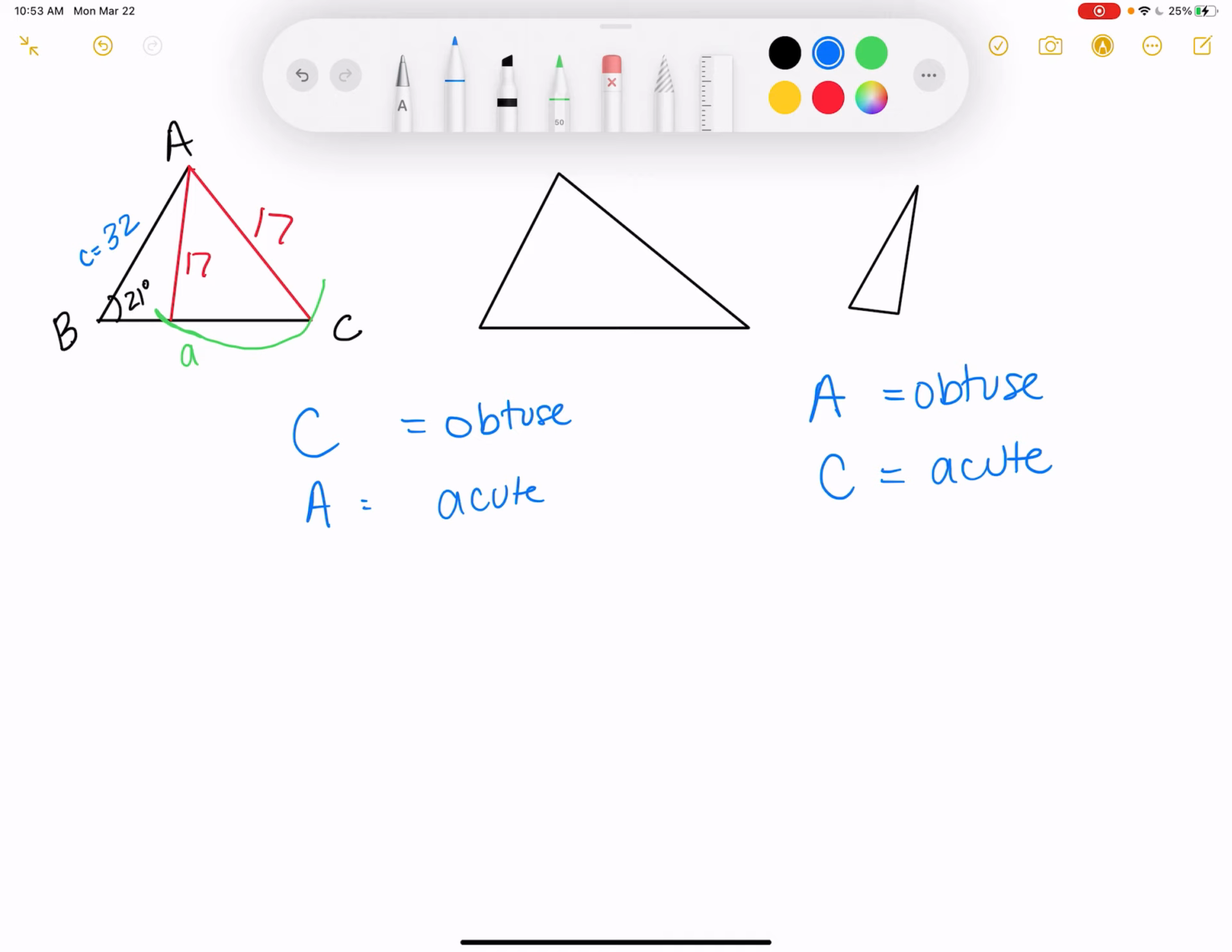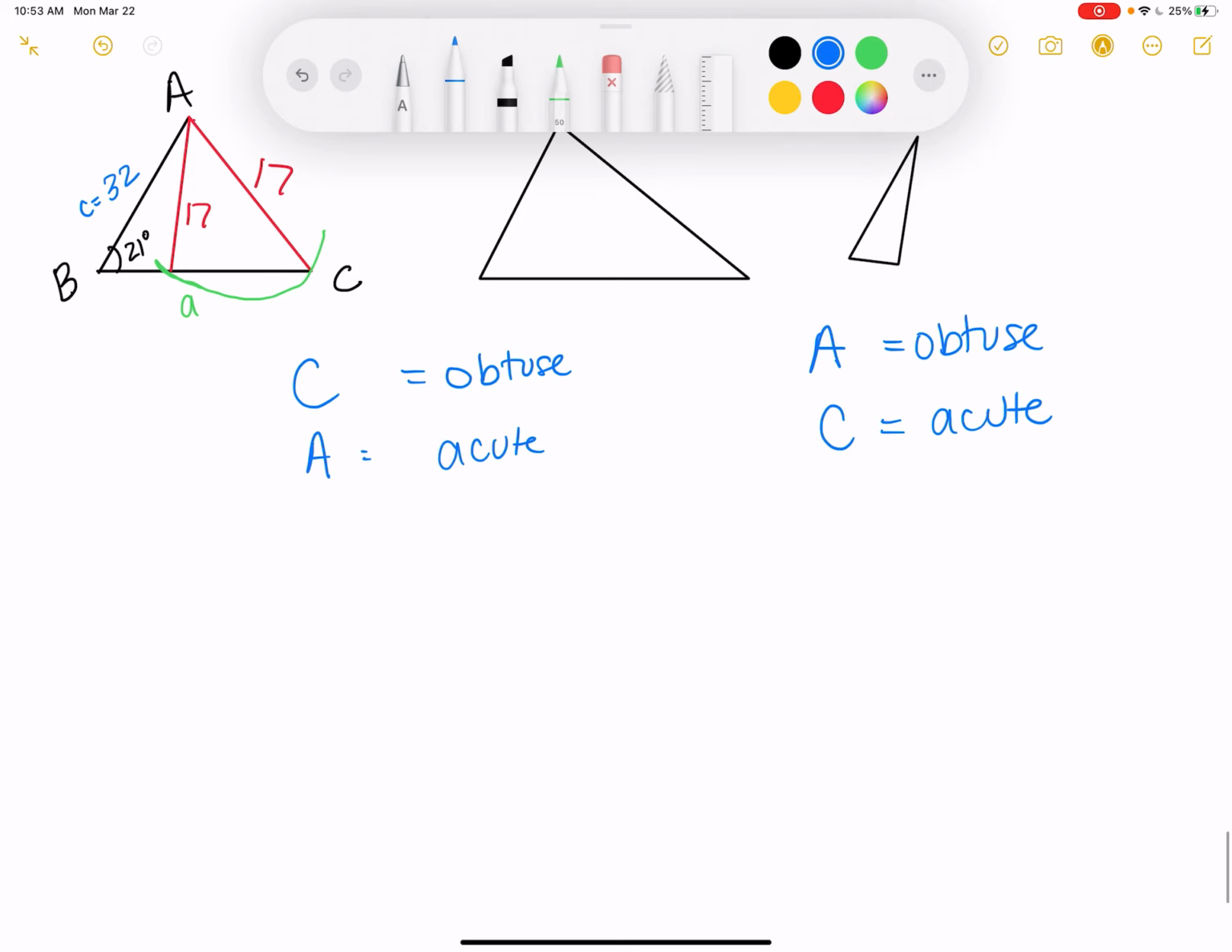Okay, so first and foremost, I'm going to find angle C for the big triangle.